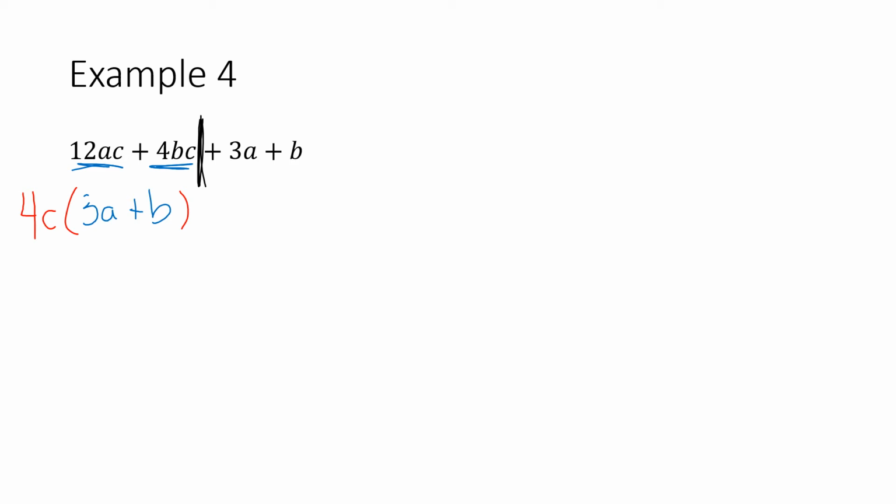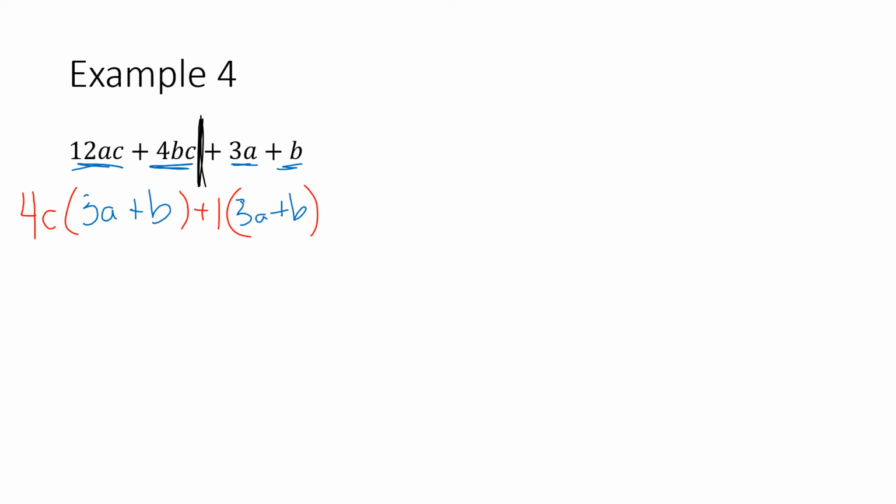Well, they're not both divisible by 3. They don't both have an a. They don't both have a b. It actually looks like there's no common factor at all. Well, you've got to remember at the end of the day, everything is divisible by 1. So even if you don't see a common factor, you can still pull a 1 to the front. 3a divided by 1 is still going to be 3a, and b divided by 1 is still going to be b. So nothing changes over here when you factor out a 1.